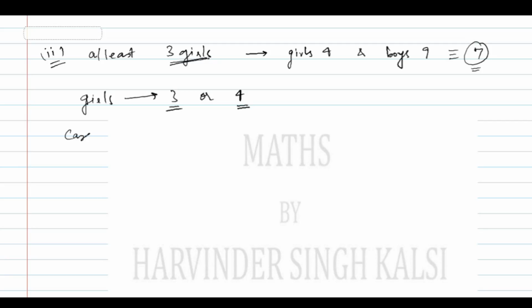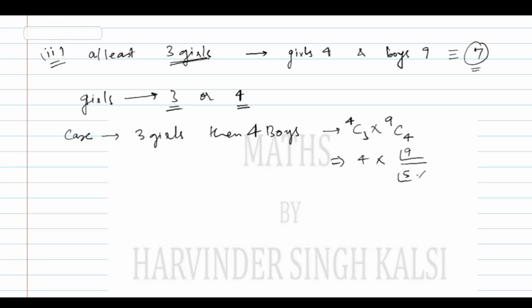So in the first case, when we have 3 girls, then the number of boys would be how much? 4 boys should be there in the committee. So the total number of ways of selection would be equal to how much? 4C3 into 9C4. Okay. So this will be equal to 4 into 9 factorial upon 5 factorial into 4 factorial. So this will again be equal to 504.